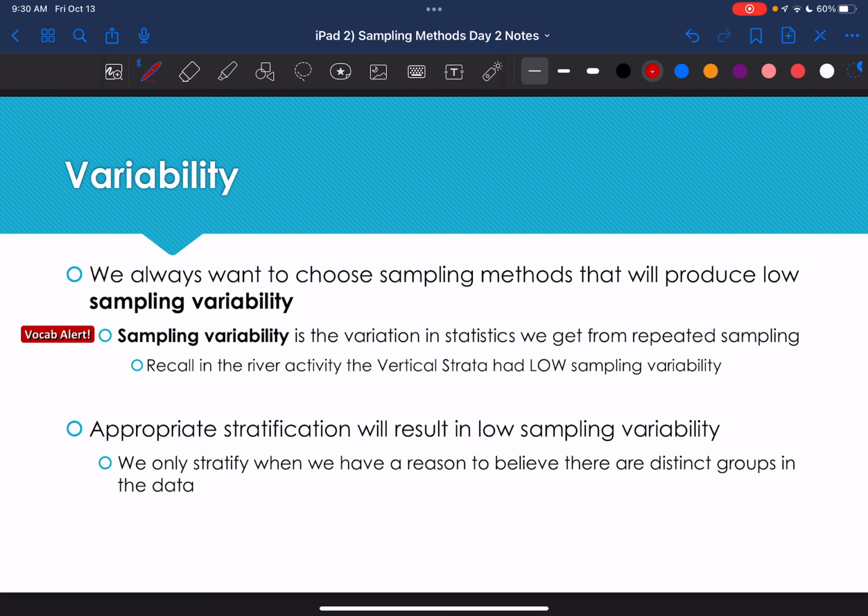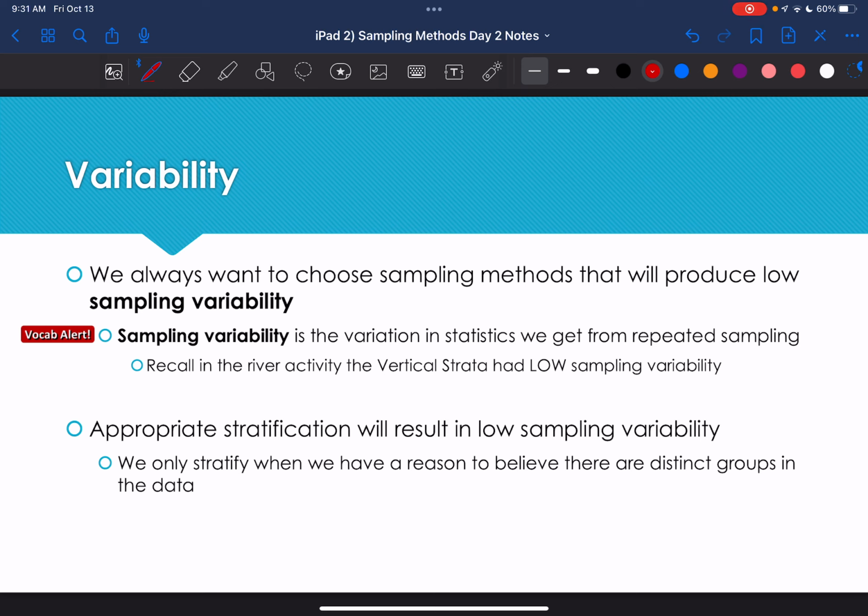Variability. So we always want to choose methods that will produce low sampling variability. Sampling variability is just the variation that we get from doing things over and over again. We wouldn't actually do the same sample over and over again, but it's useful to talk about the variability if we would, because if we have high variability, that means we aren't really sure our guess is a good guess. If we have low variability, our guess is probably a pretty good guess. It might still be bad, but there's a better chance that we did a good job.